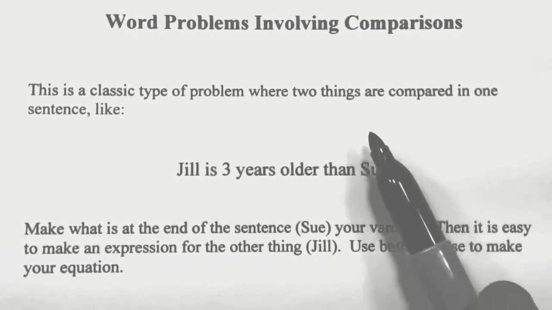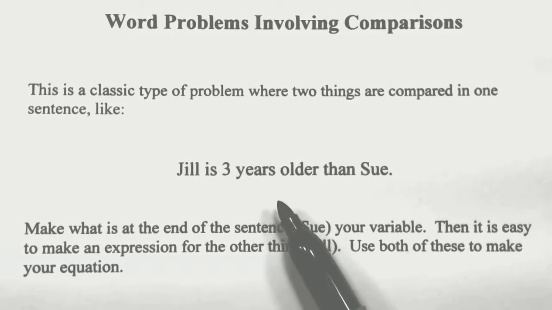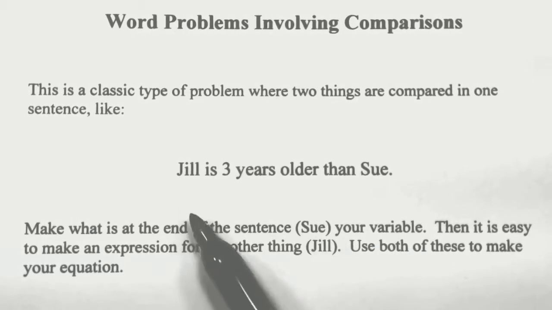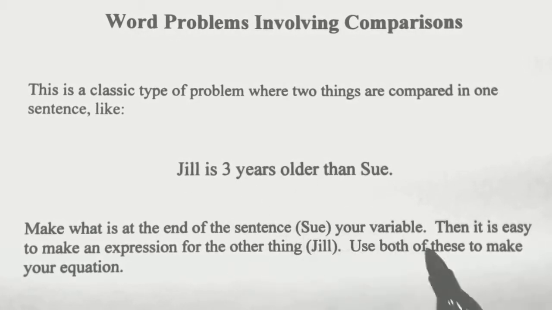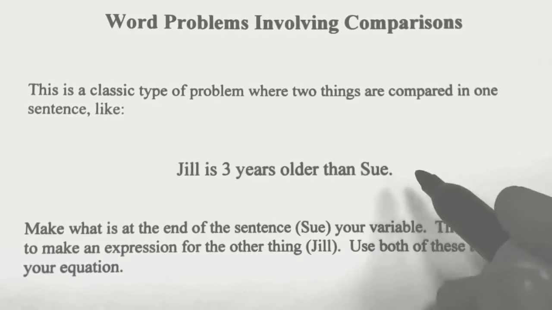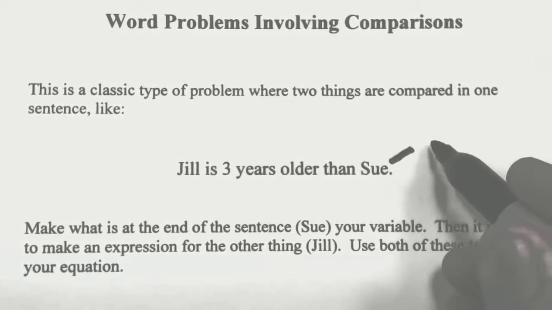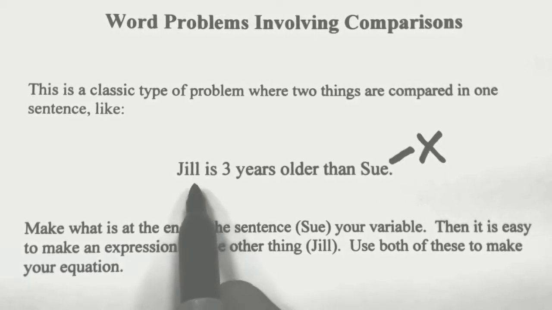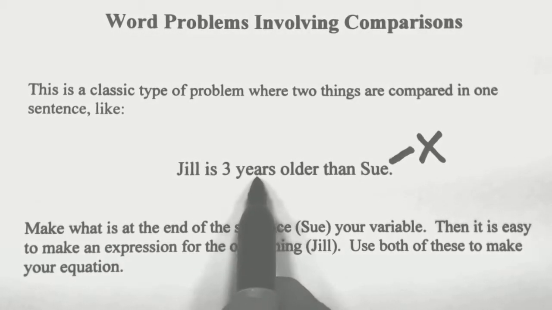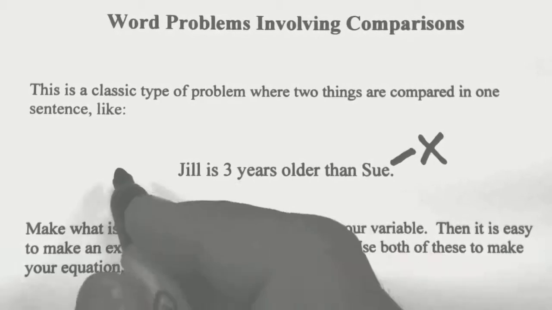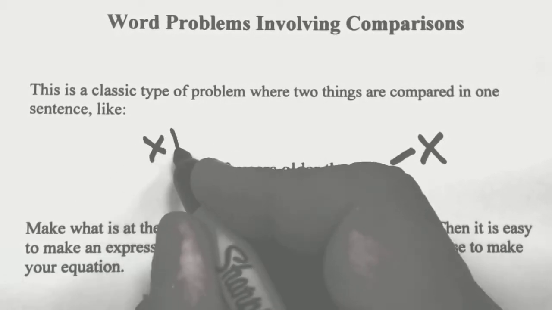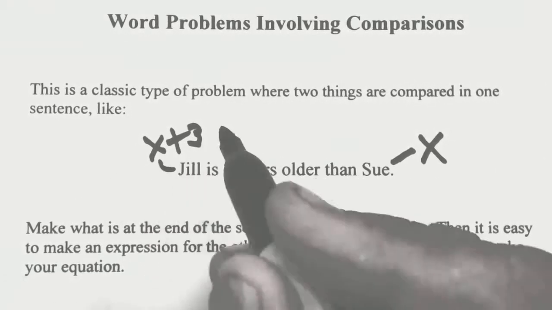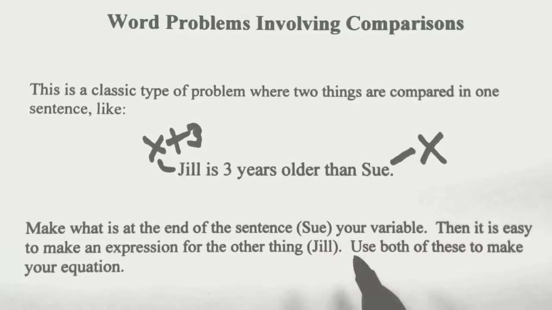For instance, when two things are compared in one sentence, like we see right here, Jill is 3 years older than Sue. The easiest thing to do is to make the one on the end your variable, let's say x, and then, since Jill is 3 years older, it's going to be x plus 3. Now, if they said Jill was 3 years younger, you'd make it x minus 3.